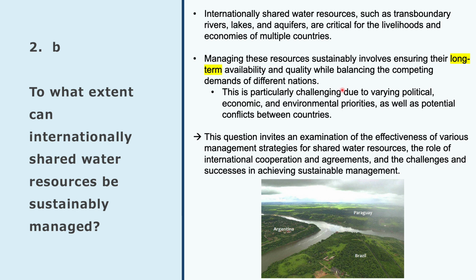the fact that this water needs to be used for different economic, environmental, social purposes. So we have competing priorities for these water resources, and these need to be managed so that conflicts don't occur between countries, and so that everybody is able to meet their needs. And so we're going to need to examine the effectiveness of different management strategies, the role of international cooperation agreements, and challenges that might make sustainable management more difficult.